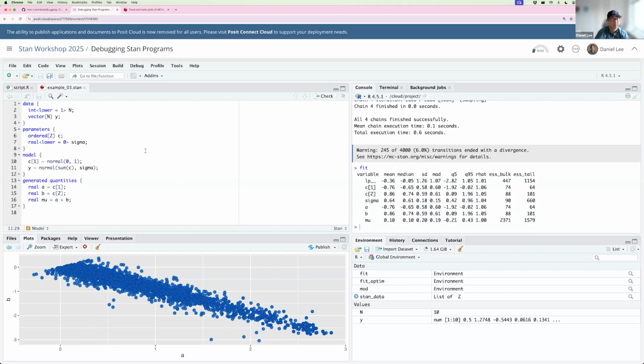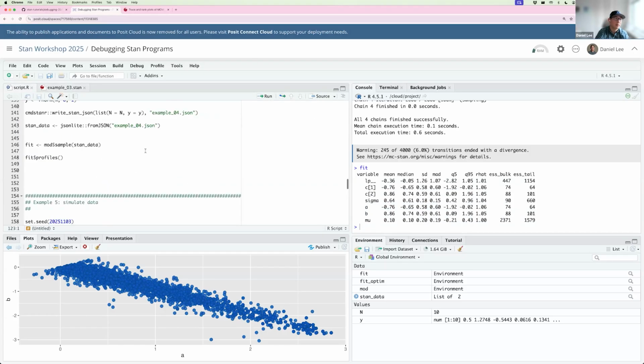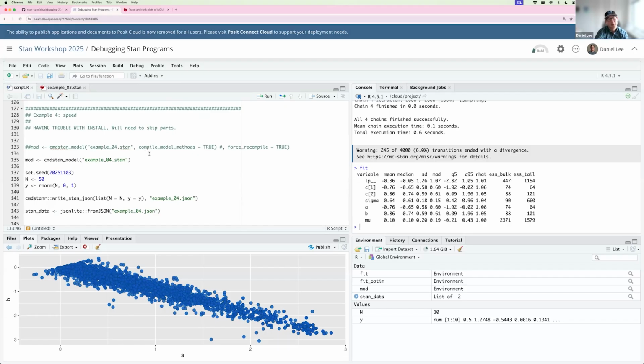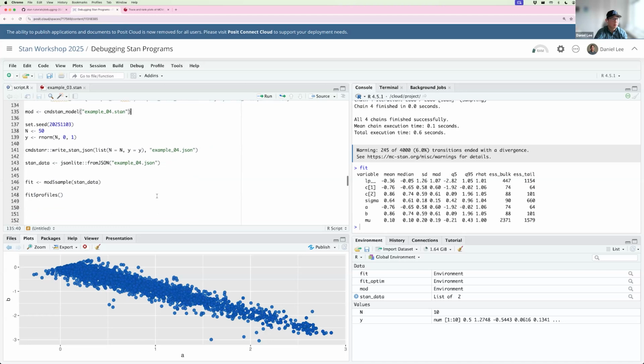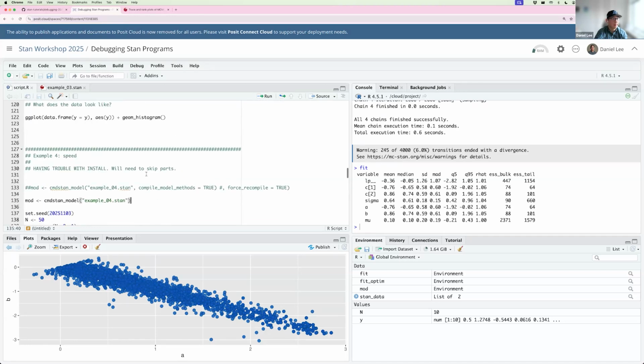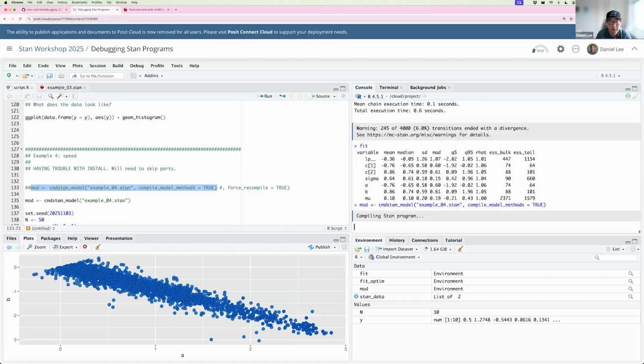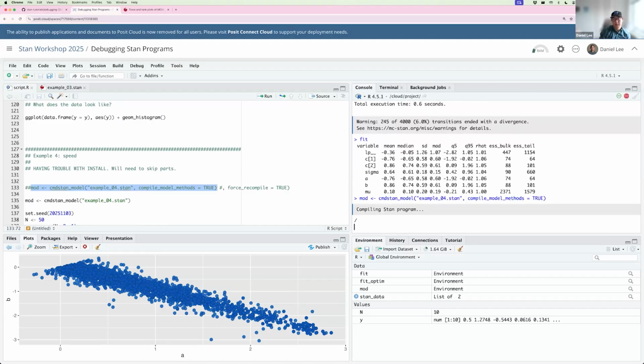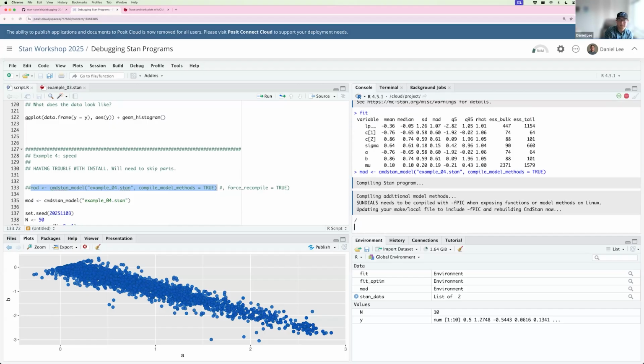All right. This fourth example, I was going to try to compile methods, but I was actually having trouble with this yesterday. So let's see if we can do it. Compile model methods. If not, we'll have to skip a bit of it, but we'll still work on speed stuff.